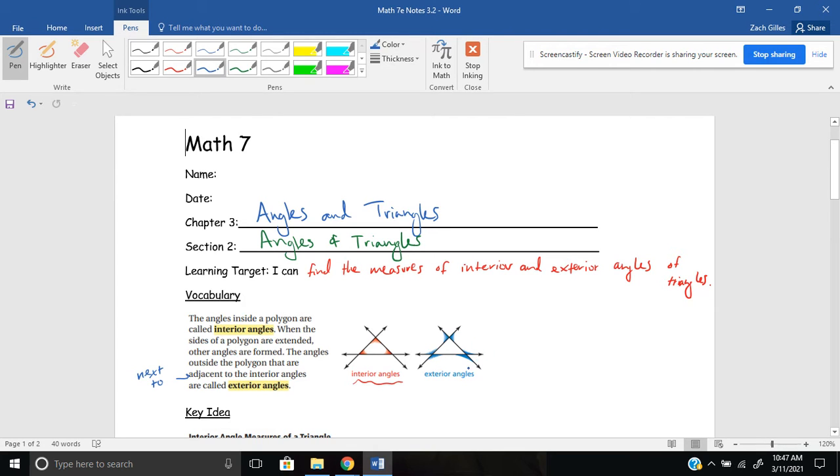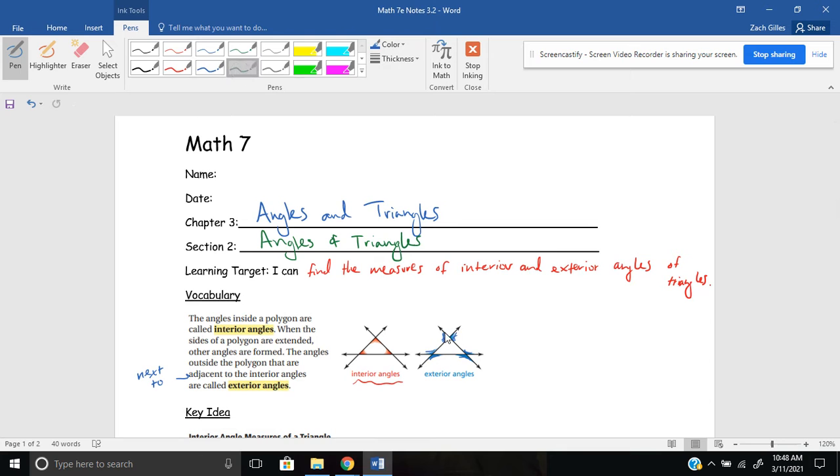So if you look at this model over here, you'll see that this is our interior angle on the inside, and the two angles that are next to that or adjacent to that are considered our exterior angles. So there are two exterior angles for each interior angle. Right? This is the interior angle. Here are its two exterior angles when you extend the lines of the triangle. Right? That's why they got the arrows here.